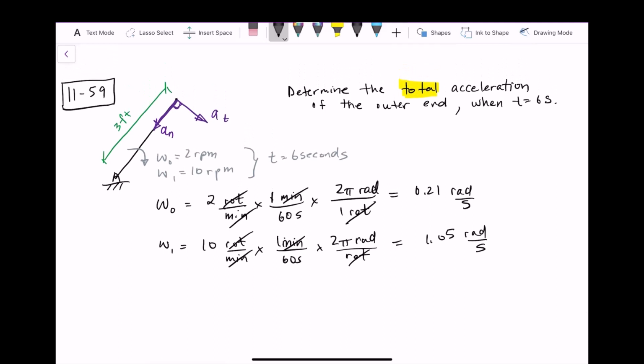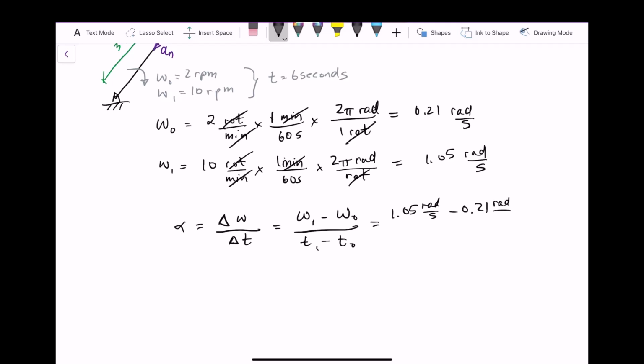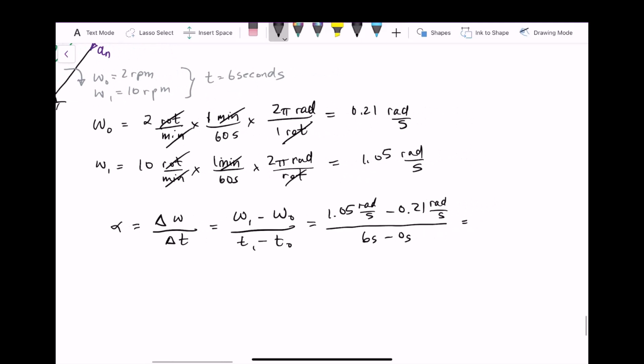Okay, so in order to determine first our tangential acceleration, we will need to know what the angular acceleration is. And that can be found by using one of our first equations given to us for finding angular acceleration. That would be delta omega, a change in velocity over the change in time. So that would be omega 1 minus omega naught over t1 minus t naught, which is just equal to 1.05 rads per second minus 0.21 rads per second over 6 seconds minus 0 seconds. So we get 0.14 rads per second squared.